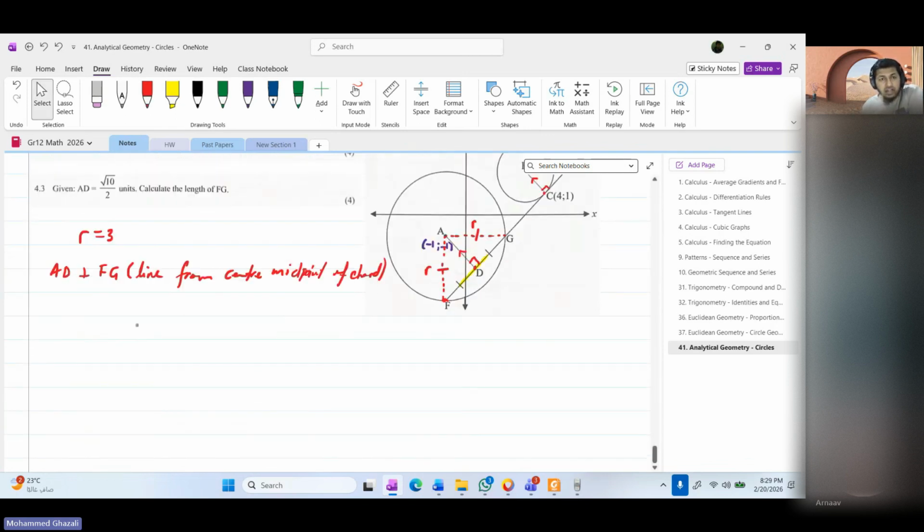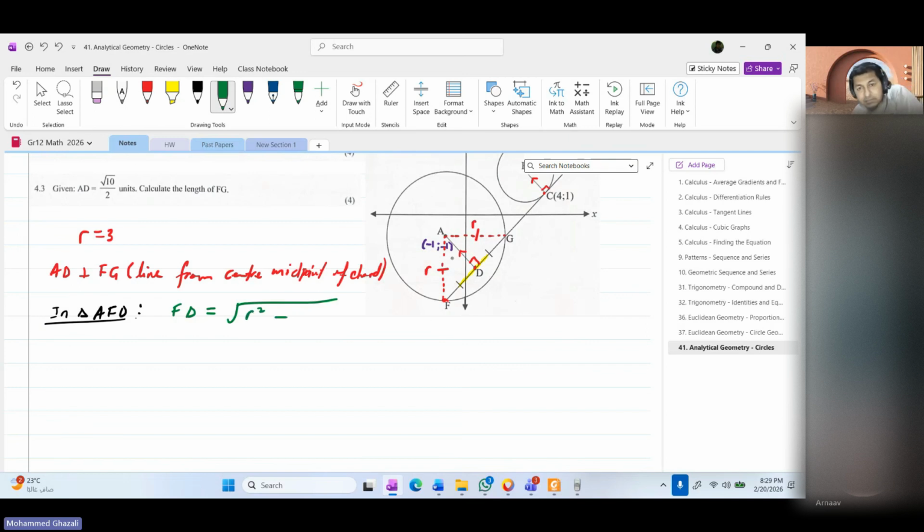Now, let's see. In triangle AFD, I have Pythagoras. I can find FD. FD is equal to the square root of R squared minus AD squared. Why? Because Pythagoras. I'm using Pythagoras here because I want to solve this. Now, see how easy the solution was, man. I was just going right about.